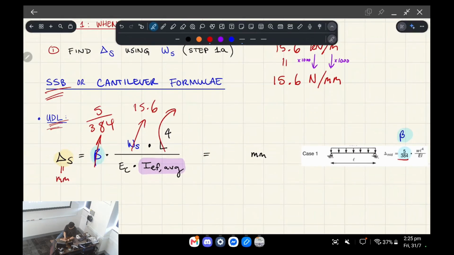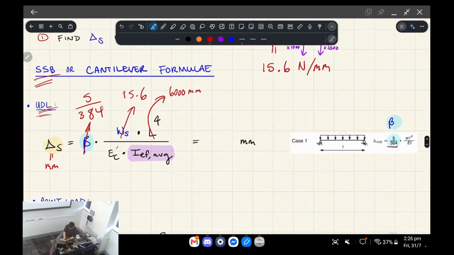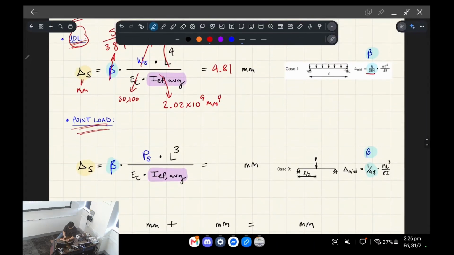We want an answer in millimeters, so we should be plugging in everything in terms of millimeters, newtons and MPa. Our beam was 6,000 mm. Make sure to not plug in 6 meters, otherwise you're going to get the wrong answer. Then your elastic modulus, we found in an earlier step, and we also worked out I_e average in an earlier step, in millimeters to the power of 4. When you compute all that, you'll get that the short-term deflection due to the UDL is 4.81 millimeters.